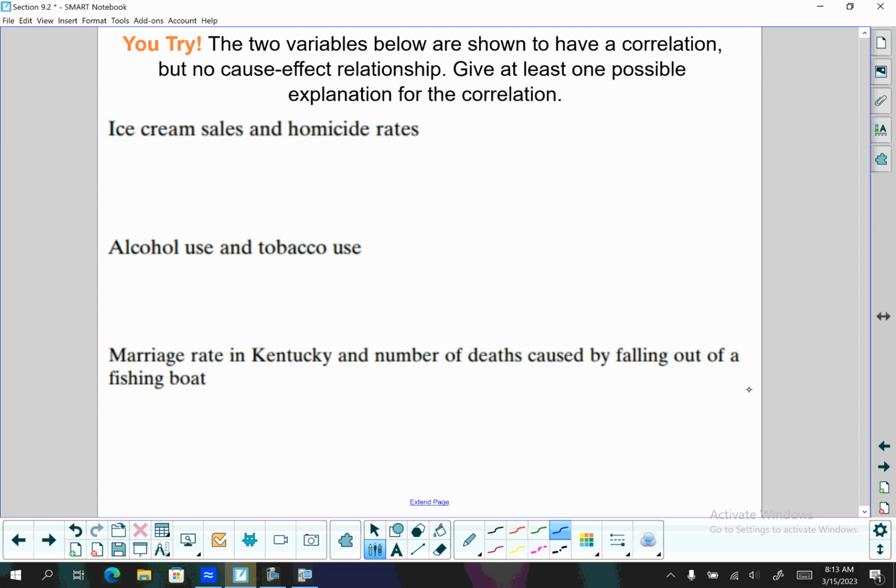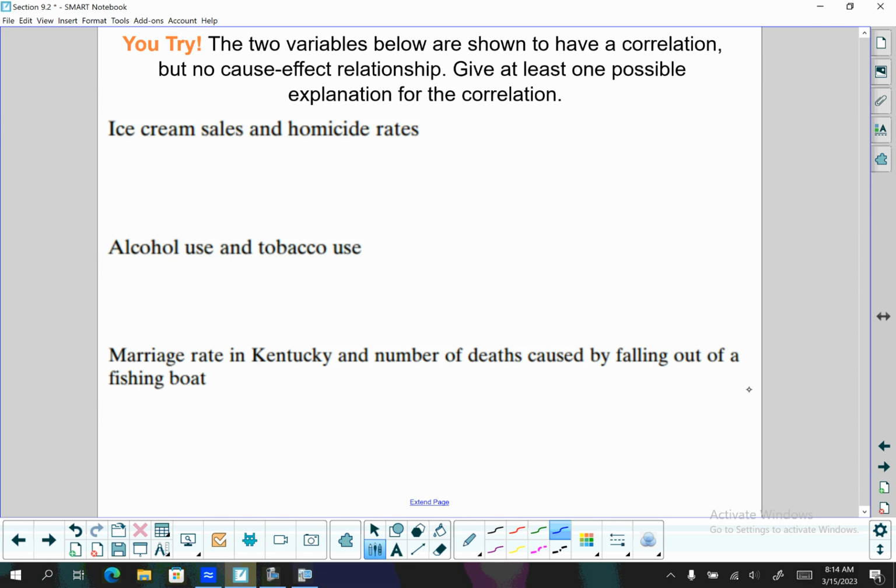Right? Okay, this is my favorite one. Marriage rate in Kentucky and number of deaths caused by falling out of a fishing boat. Marriage on a boat. Lots of people in Kentucky get married on boats, obviously. And yes, more people get married and they become dads, and dads always go fishing. True. They need to get away for a little bit, have a little alone time on the lake. There we go. Got it.